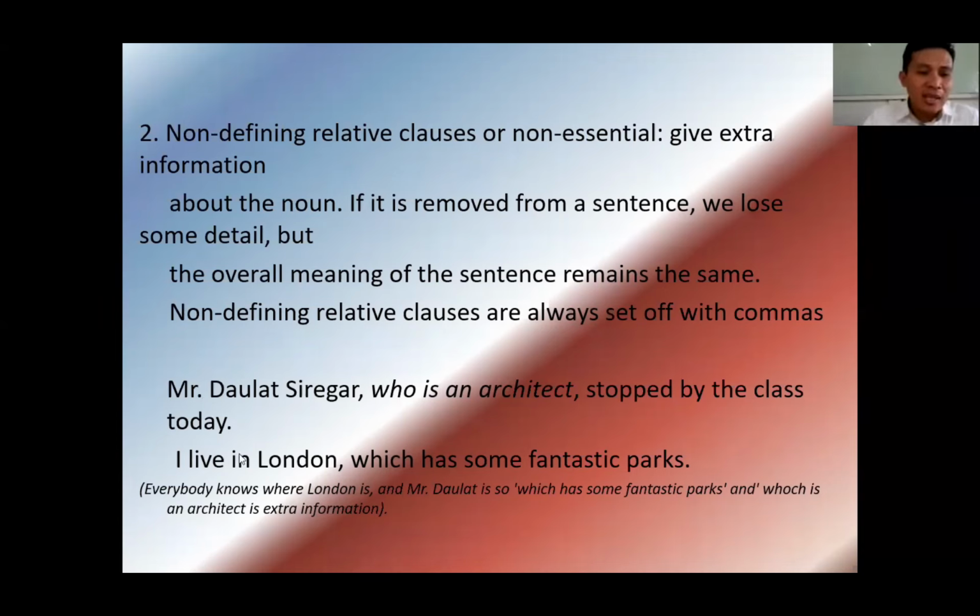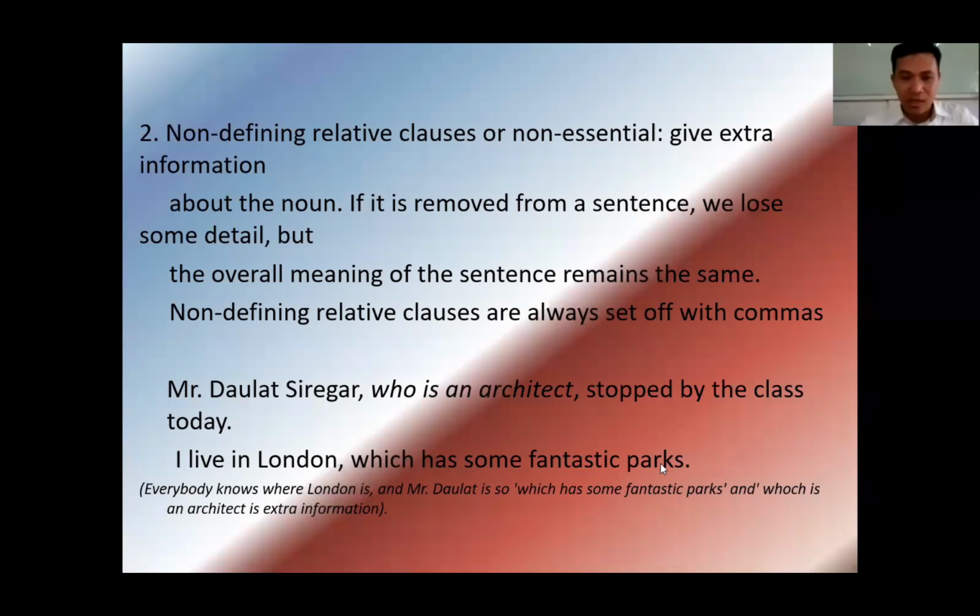Okay, next is I live in London, which has some fantastic parks. Everybody knows London, right? If you say I live in the city, people may wonder which city. But if you say I live in London, I live in Medan, I live in Bali, people know them. This relative clause is just extra information. I live in London, people understand. Oh, I live in London, which has some fantastic parks.